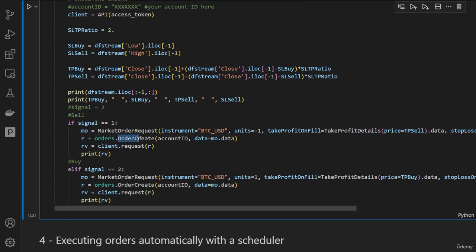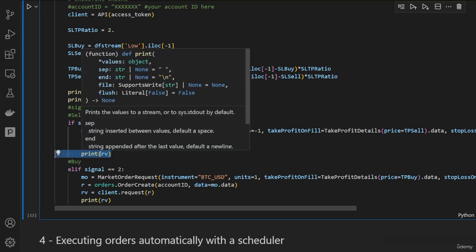Then orders.order create for the account ID that we've just defined before. The data is equal to MO, whatever is defined here, the order. So market order dot data. And then the client.request, we're going to create a market order that's going to be fed into an order creation request, and we're going to call the request function, providing the order that was created with all the details and the data. And that's it, basically. I'm printing RV just to make sure every time we have an order opened that we have some information on the screen.